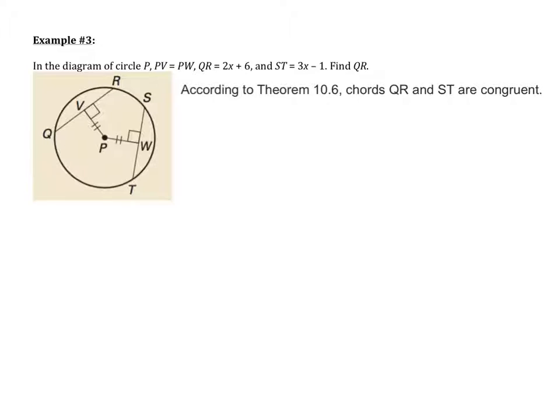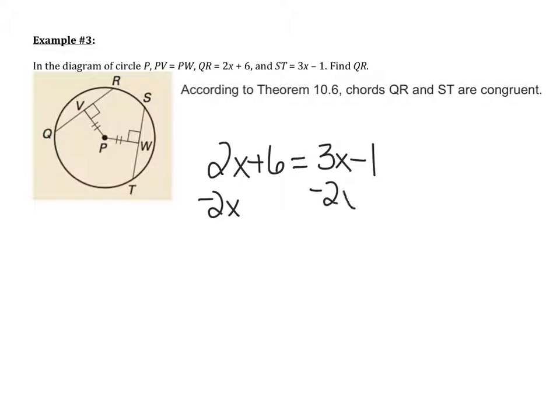In order to find the length of QR, I'd have to find x first. So what I'll do is set QR equal to ST. I will take the 2x plus 6, which QR is equal to, and set it equal to ST, which is the 3x minus 1. Now I just need to solve for x. I'll subtract 2x from both sides, so I'd get 6 equals x minus 1. Add 1 to both sides, so you get x equals 7.